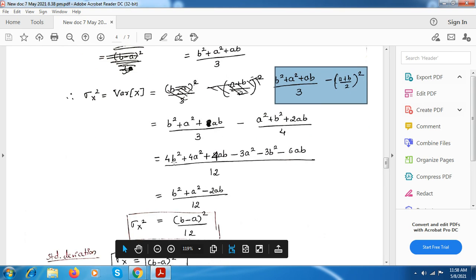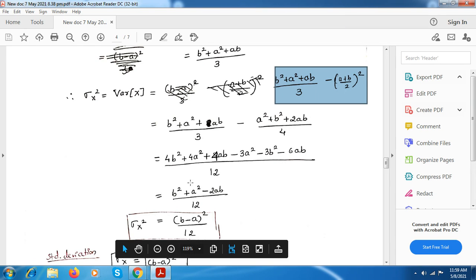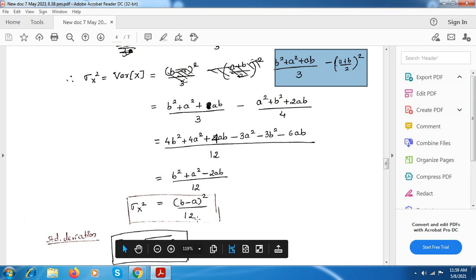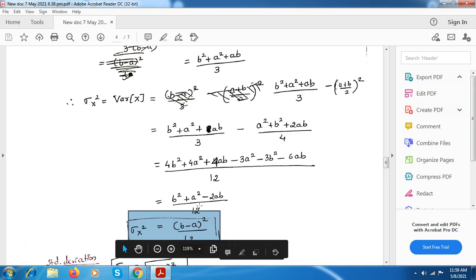So here if you see, it is 4b square minus 3b square, so it will be b square, and here it is 4a square minus 3a square, so plus a square. Here it is 4ab and minus 6ab, so here it is minus 2ab divided by 12. We can write it as the form b minus a the whole square divided by 12. So the variance is b minus a whole square divided by 12. So just take down this.